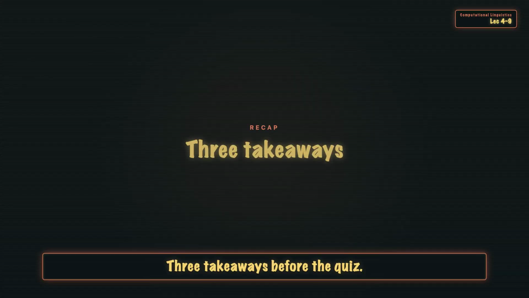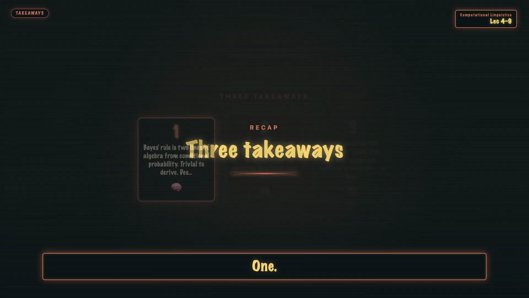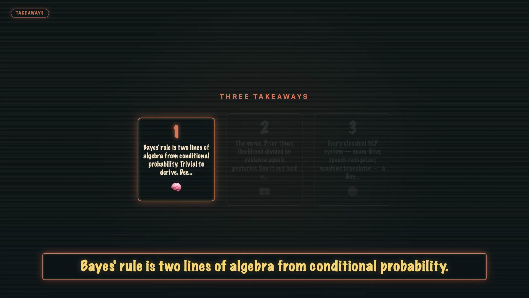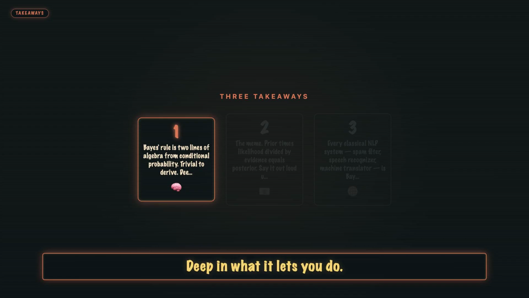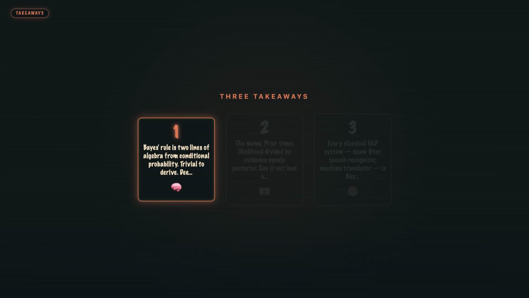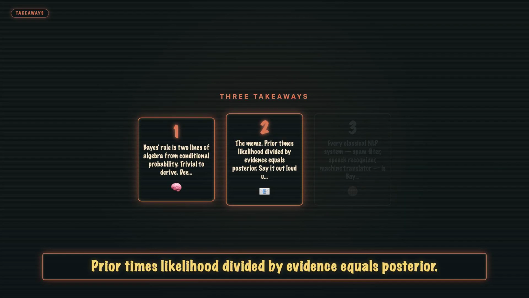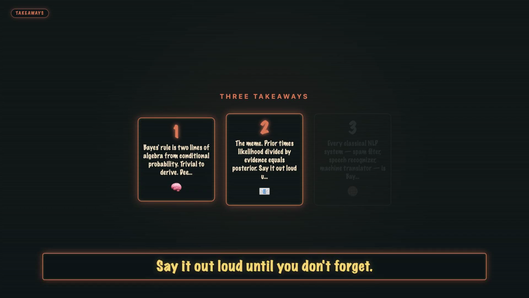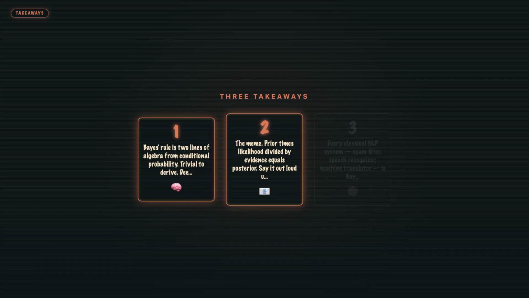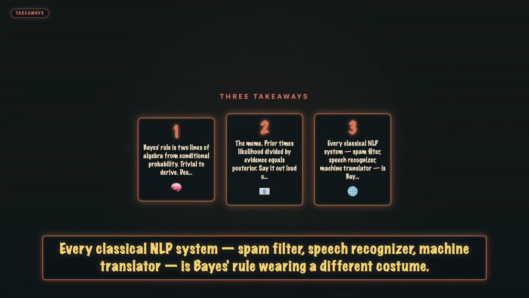Three takeaways before the quiz. One: Bayes' rule is two lines of algebra from conditional probability, trivial to derive, deep in what it lets you do. Two: the meme, prior times likelihood divided by evidence equals posterior. Say it out loud until you don't forget. Three: every classical NLP system, spam filter, speech recognizer, machine translator, is Bayes' rule wearing a different costume.